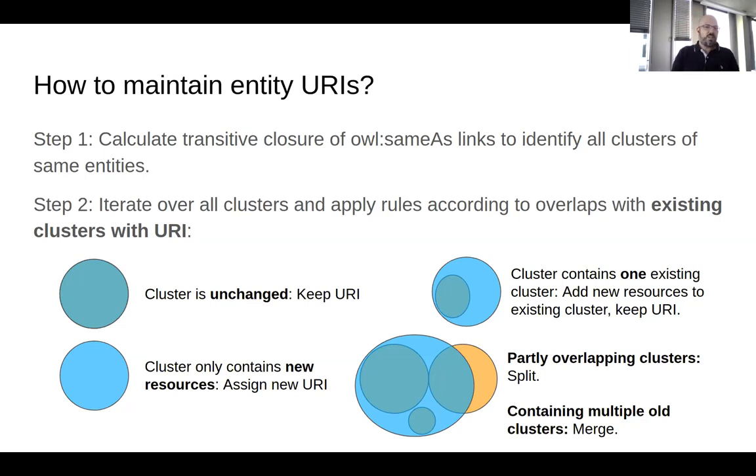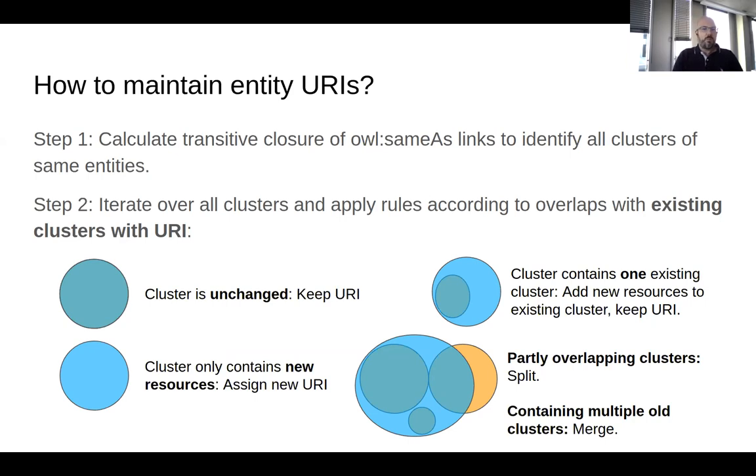Then there are, for example, cases like our new cluster contains an already existing cluster. This basically means we got new data, and via our linking, we added new resources to the same entity, but all the old resources that describe the entity are still the same. For us, this means we assume that this is semantically stable, and we would keep the old URI and just add the additional resources and link them to the same cluster.